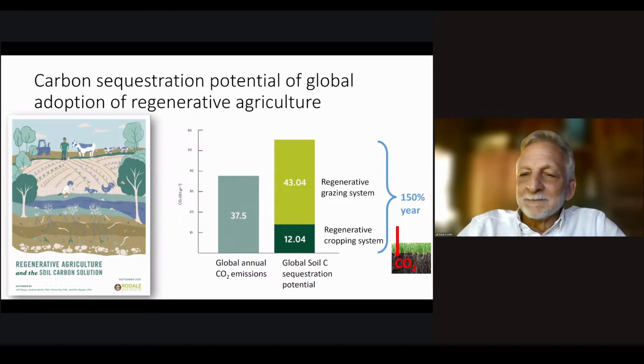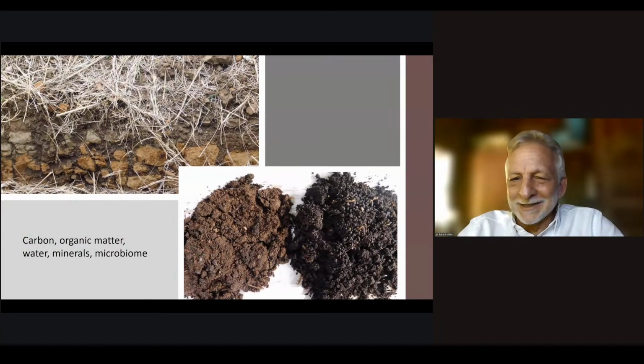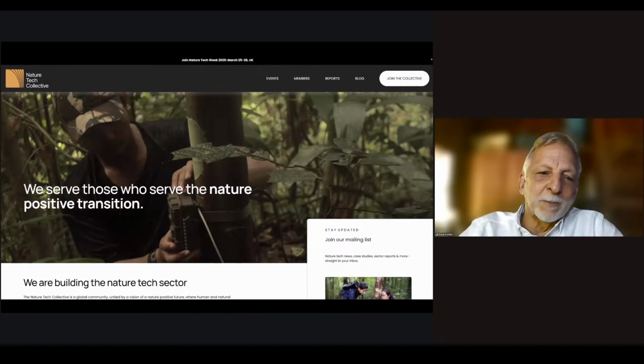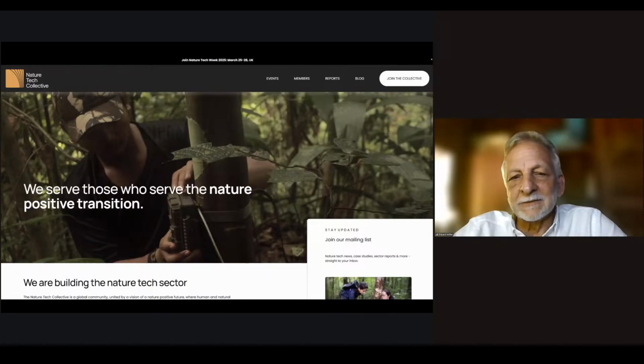Farmers don't need the MRV. They can just look at the different color in their soils and they know it's happening. Well, but we do need the MRV. And Nature Tech Collective, we're working closely with them. I was actually a co-founder of the MRV Collective, which preceded Nature Tech Collective.